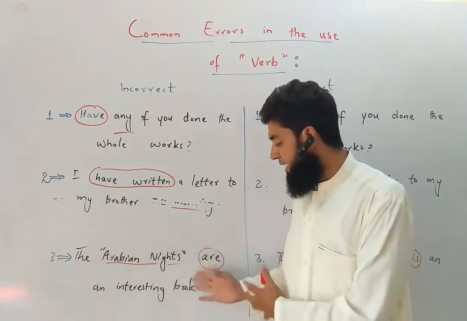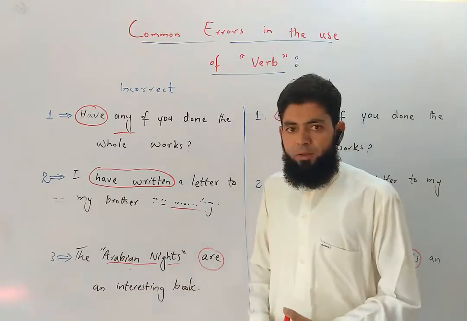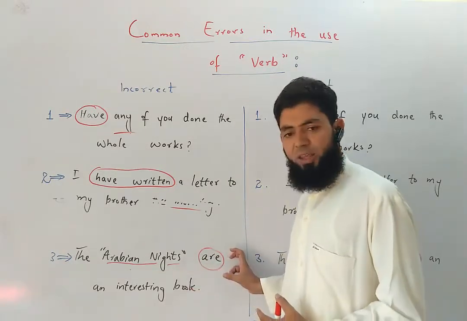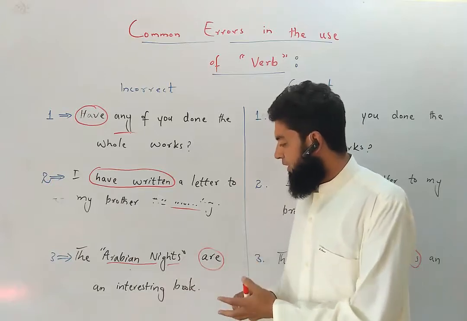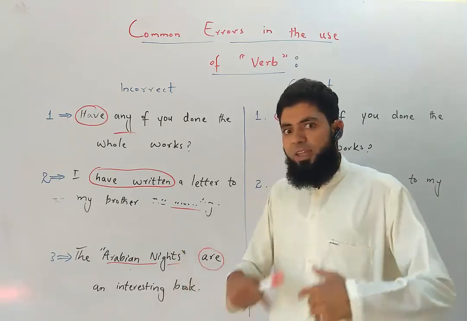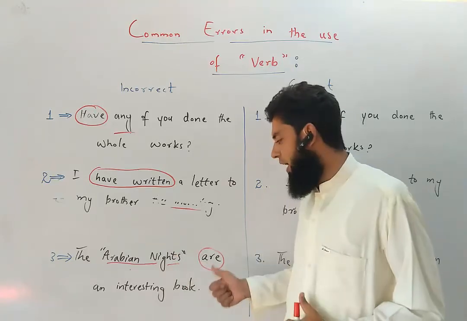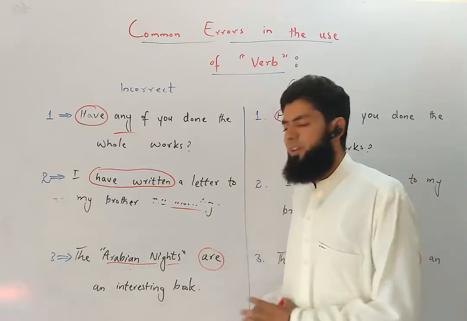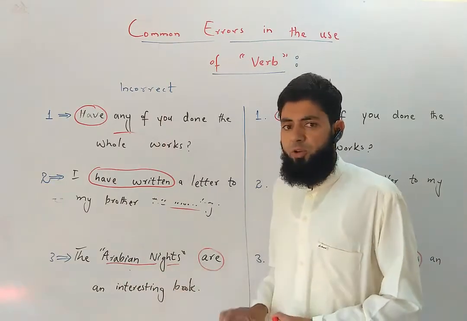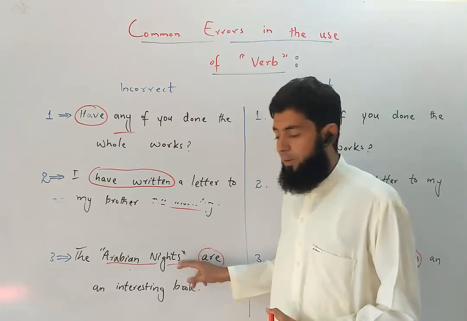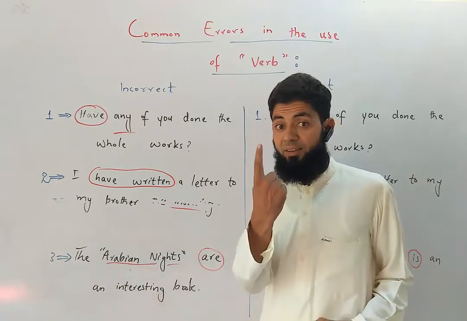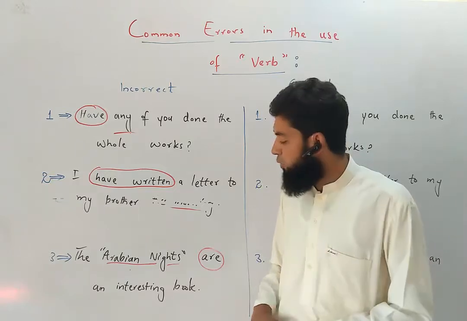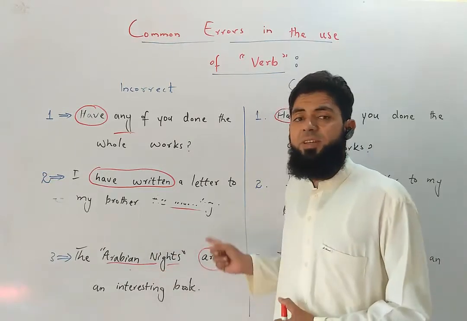sentence number 3: "The Arabian Nights are an interesting book." I have seen so many students who are often confused about how to use "are." They think about the "s" and think that "s" means plural. That's why they put "are" before "the Arabian Nights." But this is wrong. This is an incorrect sentence. Why? Because this is not plural, but the name of a book, which is only one. The book is singular. That's why we need to put "is" instead of "are."